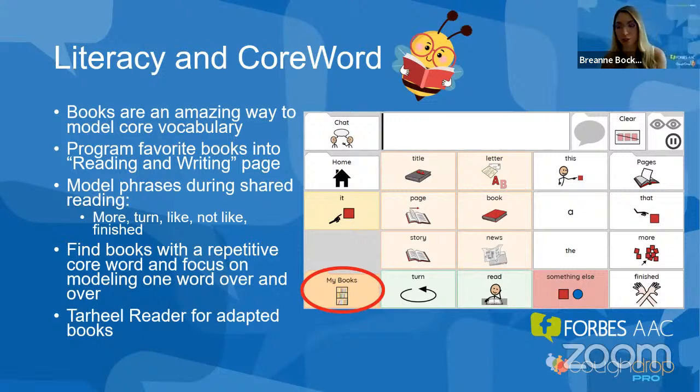And then if you have a really emergent communicator and you're doing shared reading, it's really easy to model things like more, turn, like, not like, finished for the end, and just going over some of those mechanics of reading, regardless of what kind of book you have. Or you could find books that have a repetitive CoreWord and focus on modeling that one word over and over again. So again, you don't have to get bogged down into modeling those complete sentences that have one repetitive CoreWord or a couple that you're focusing on just based on that word, and model that over and over.